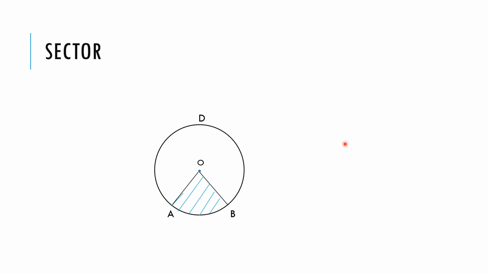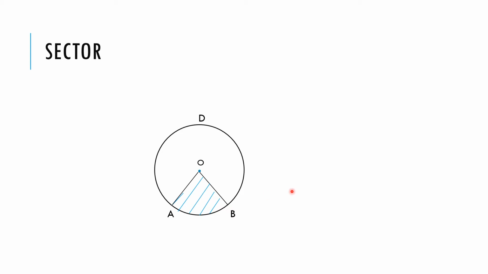This figure shows a sector. It shows a circle with center O, and the part of the circle which is enclosed by these two radii and an arc is called a sector. The part of the circle which is enclosed by two radii of the circle and an arc is called a sector.